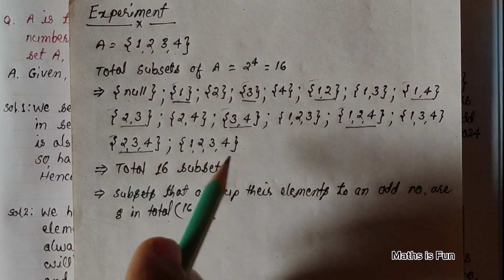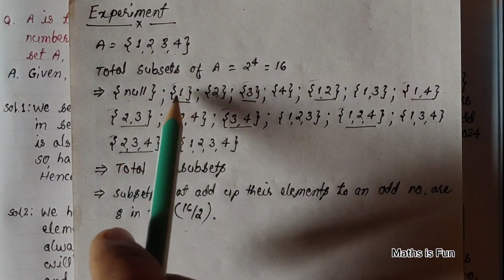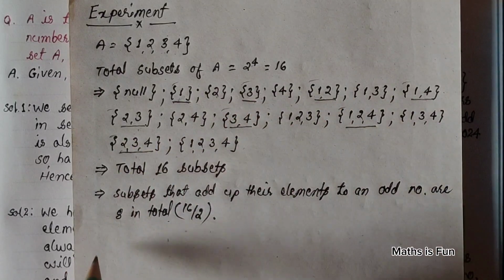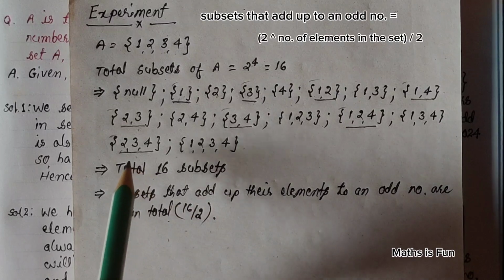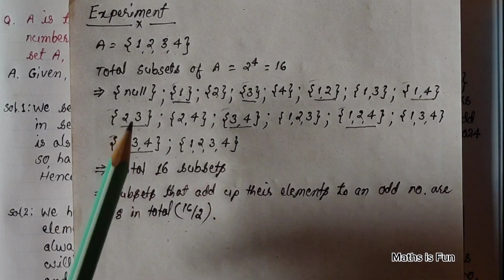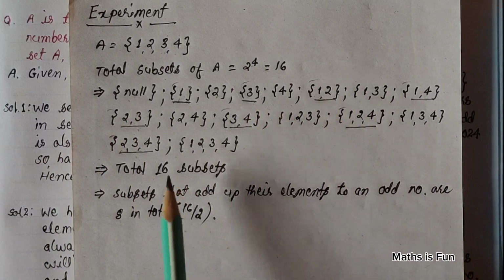So these many subsets add up to odd. Let's count them: 1, 2, 3, 4, 5, 6, 7, 8. So you can see that there are 8 such subsets which add up their elements to an odd number. So we see that our experiment is true here.